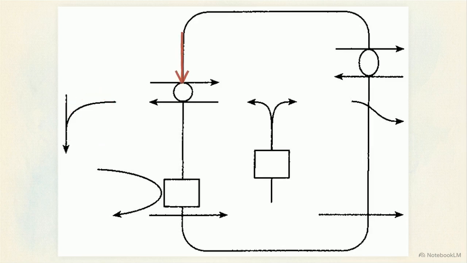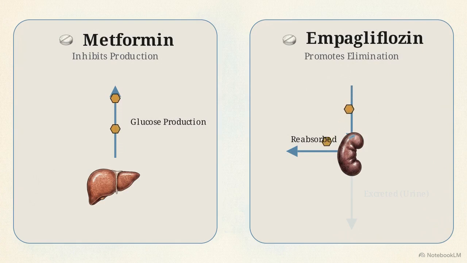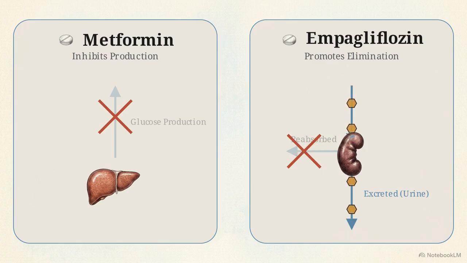You can remember this mechanism with the acronym SGLT, sugar loss through toilet. This mechanism operates completely differently from metformin, which acts on the liver to decrease hepatic gluconeogenesis. While metformin limits the internal production of excess glucose, empagliflozin actively drains it away through the kidneys.